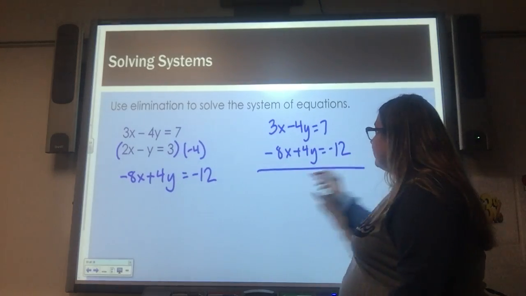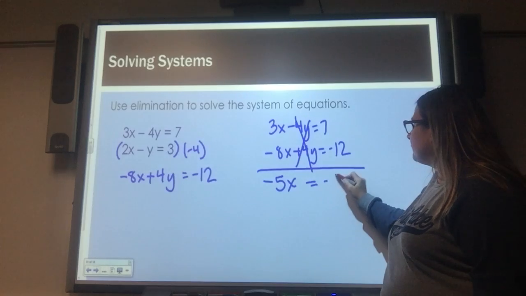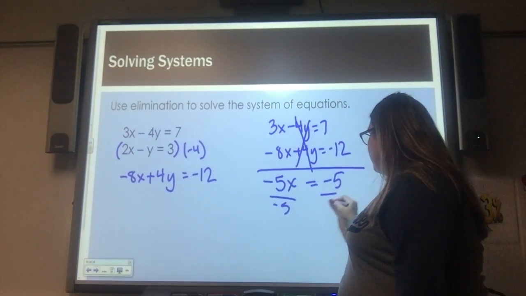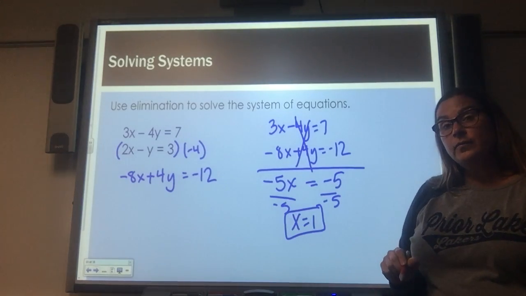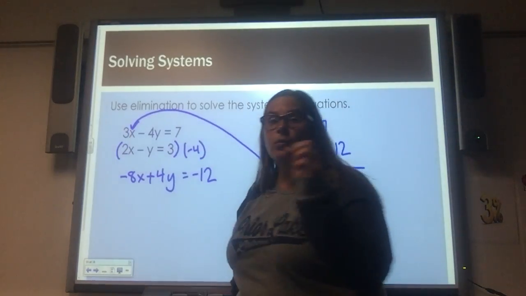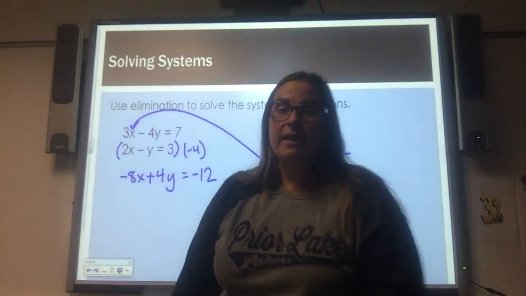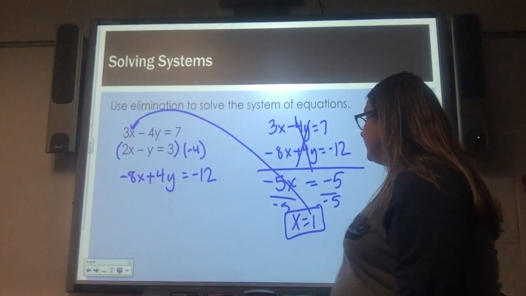So when I add these together, I get that -5x, these cancel out, is equal to -5. Divide by -5, so I get that x equals 1. That's the x value. Now what I do is I take that and put it back into one of the original equations. That's important. You want to put it back into one of the original equations, because if you happen to make a mistake here, that's going to make things really hard. So go back into one of the original equations, plug it in.